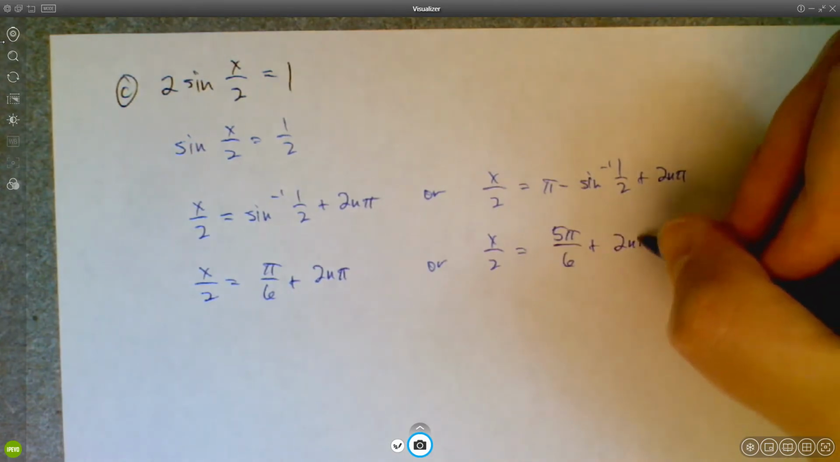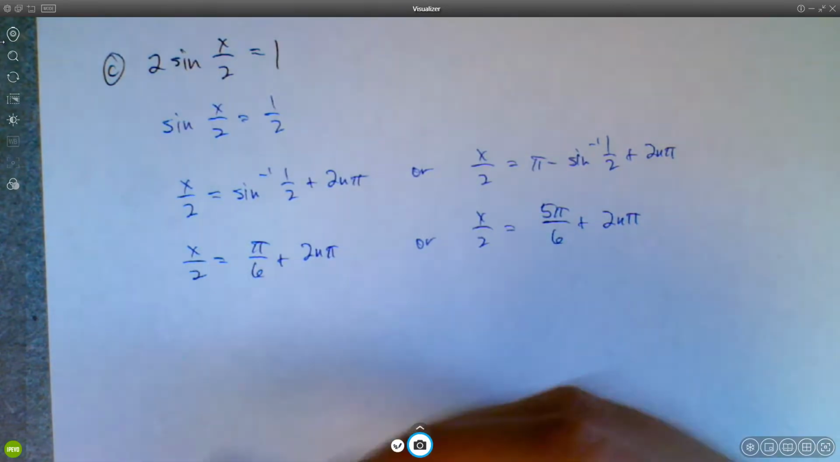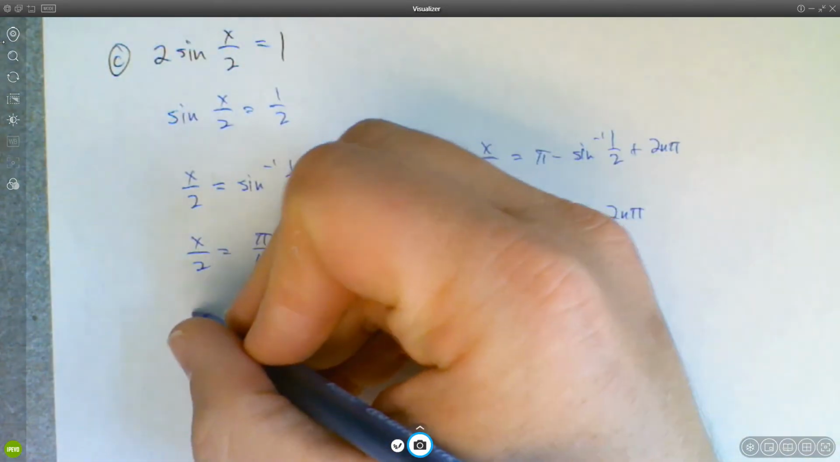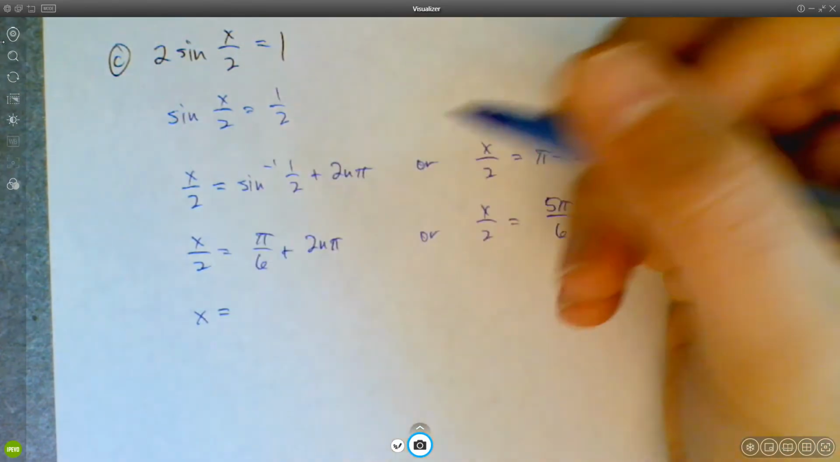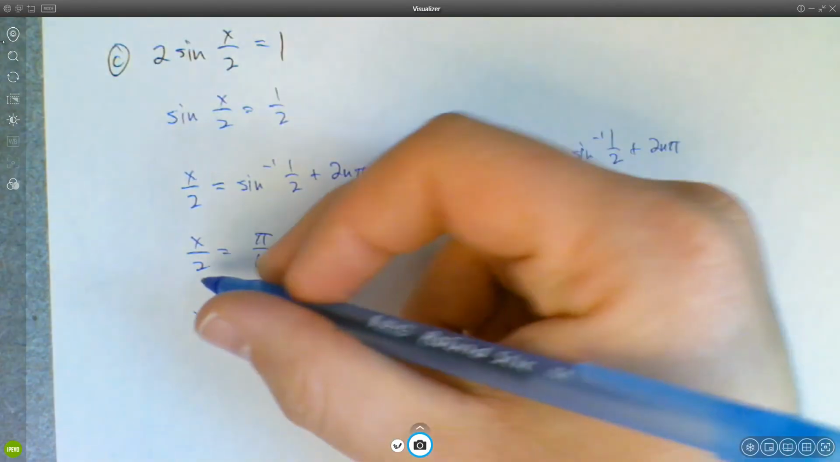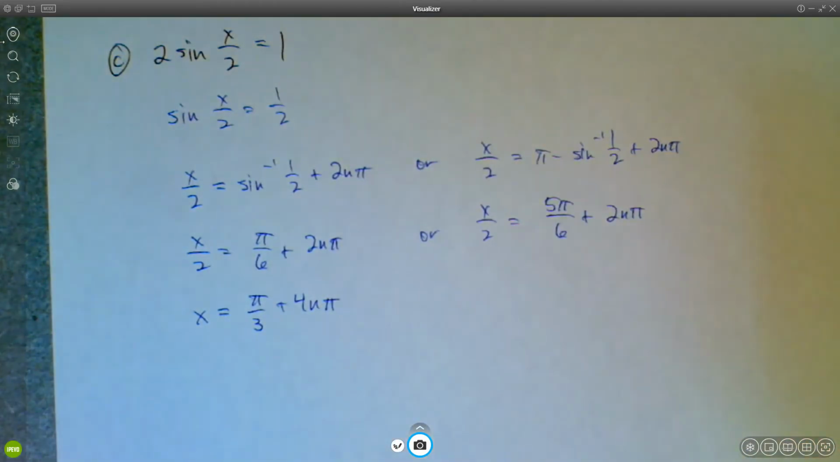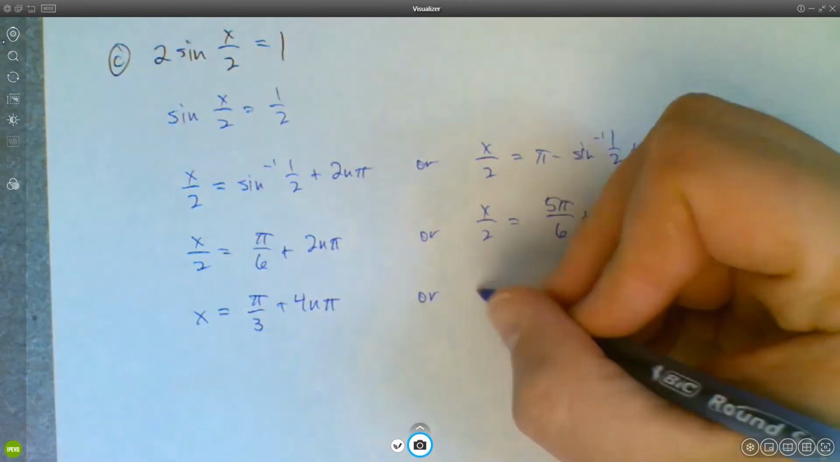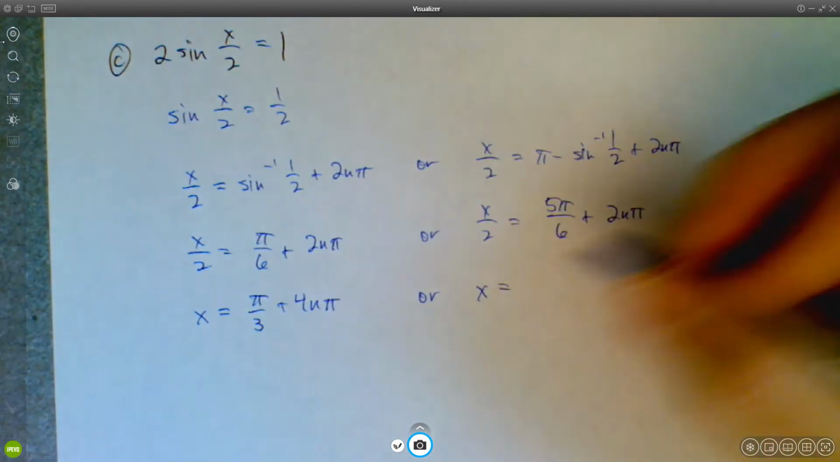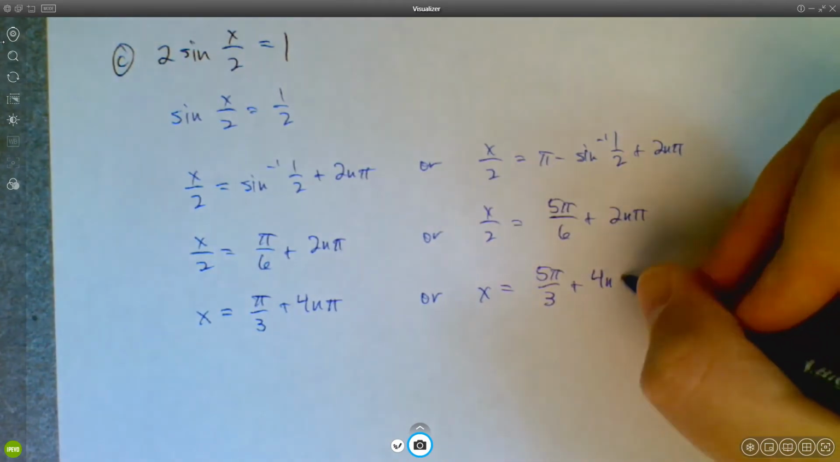plus 2n pi. Now, this time in order to finish solving for x, you need to multiply through by 2, right? So if I multiply both sides of the equation by 2, I'm going to get x equals 2 pi over 6, that's just pi over 3, right? It reduces to pi over 3. Then 2 times 2n pi is going to be 4n pi. So notice that the period doubles in this case, okay? Or x equals 5 pi over 3 plus 4n pi.